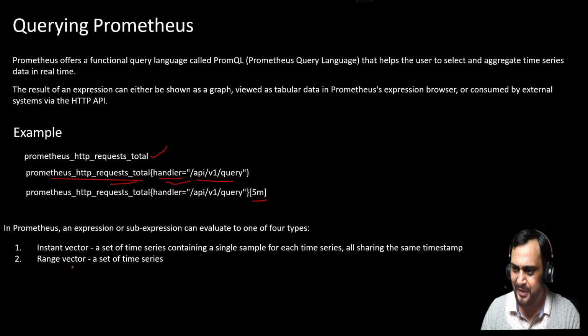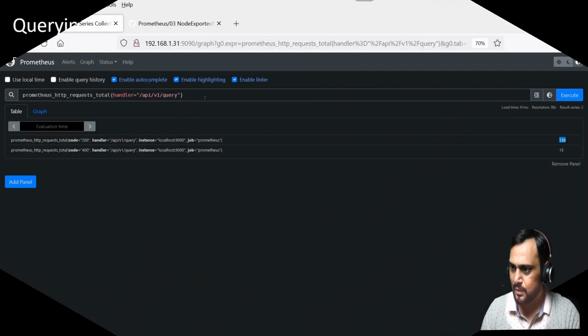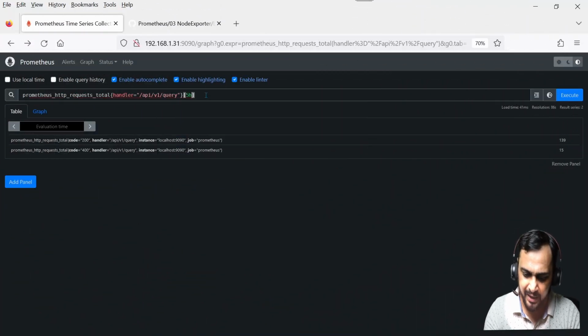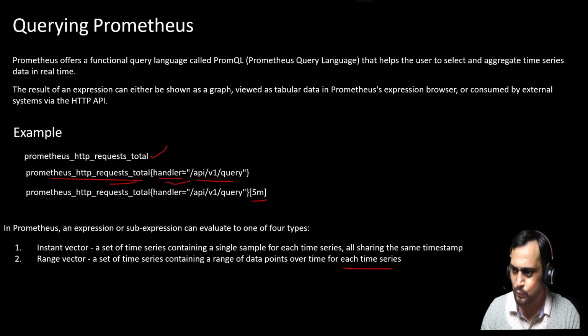Now, if I move forward, the second one is range vector, a set of time series containing a range of data points over time for each time series. What it means, range vector. If I add here bracket 5h for hour, and if I execute here, I see the range of values. It means that for a single metric, or you can say a single expression, we have multiple values. So that is called range vector. I hope now it is clear. The first two are examples of instant vector, and the third example is an example of range vector.